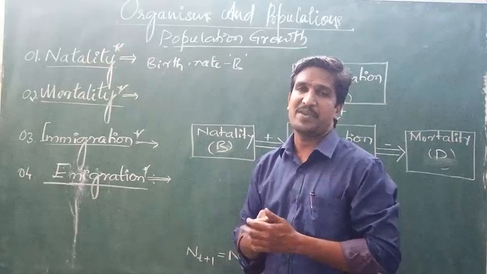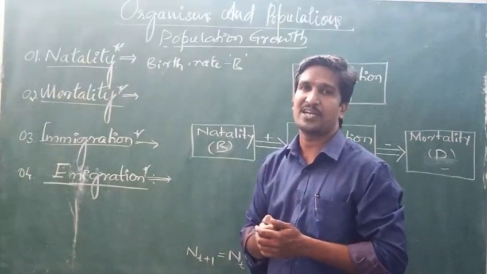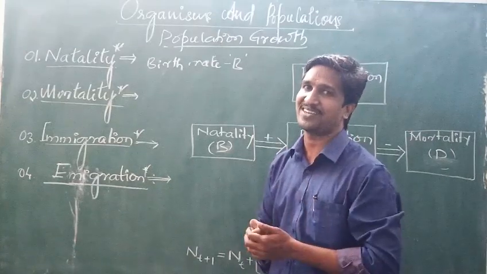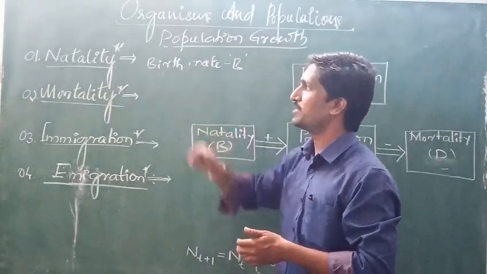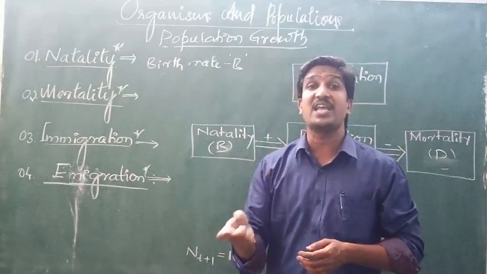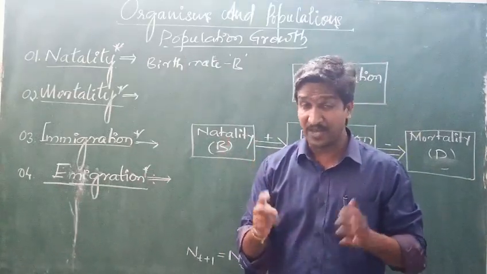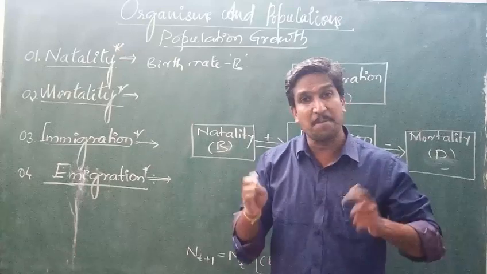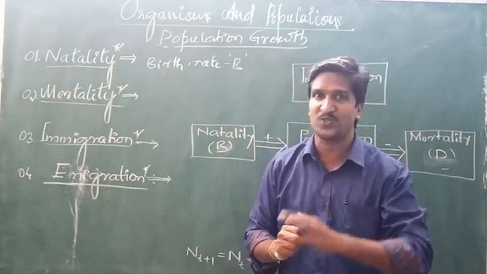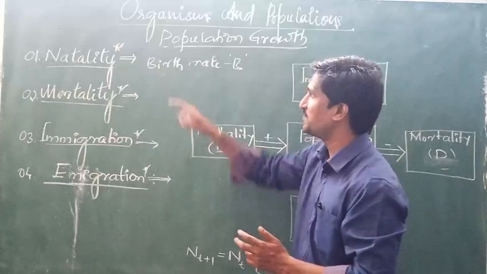In tomorrow's examination, if they ask what is natality, you should not write that natality is nothing but birth rate. You will not get the marks for that. You have to write the definition of birth rate: the number of organisms taking birth at a particular period of time of the same species is called birth rate.